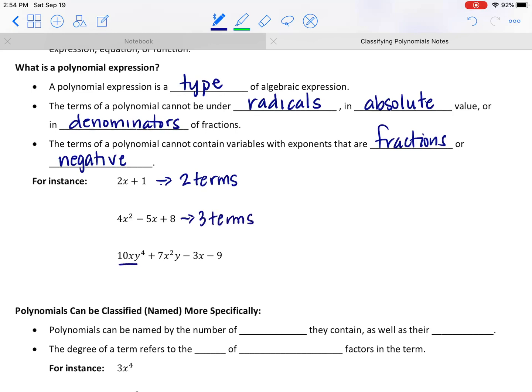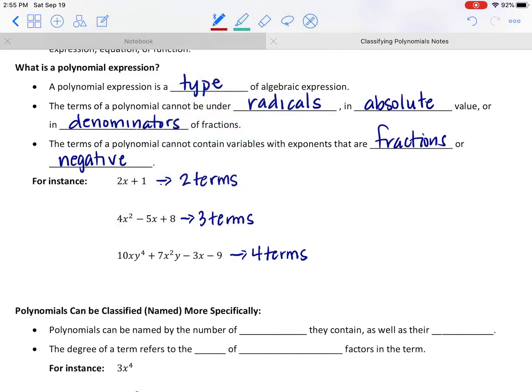And then in the last one here, we've got a 10x y to the fourth plus a 7x squared y minus a 3x and then minus a 9. That's 1, 2, 3, 4 terms in this polynomial. And I know that these are all polynomials because they follow all of the rules I just mentioned. None of the variables have exponents that are fractions or negatives, and none of the terms, none of those parts that we just counted up, are under radicals, in absolute values, or in denominators of fractions.